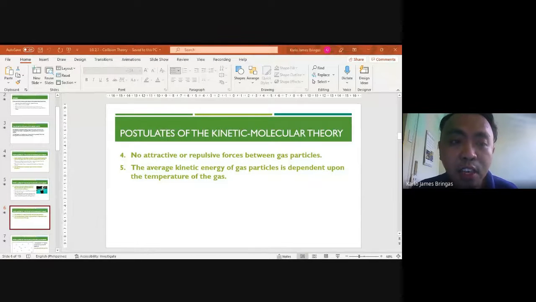So let me ask you, let's say you have a cup of coffee and you want to know ano ba ang temperature ng ating cup of coffee. So how would you, as a normal person, measure the temperature of our cup of coffee? Any ideas how we measure the temperature ng ating coffee? Feel free to raise your hand, speak up, or type lang sa chat box.